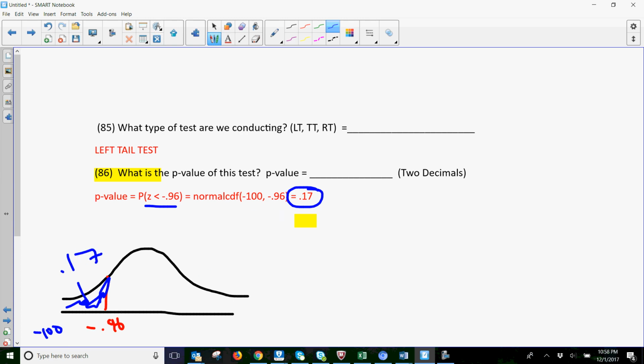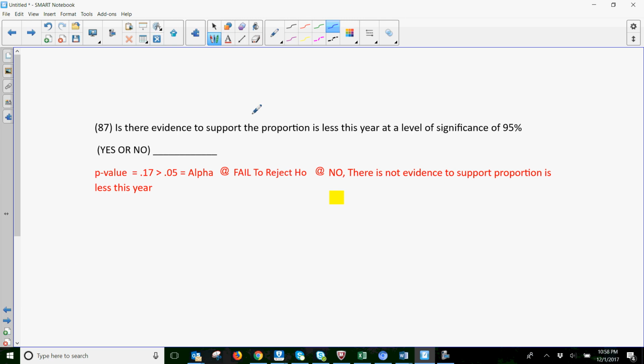We need to compare that to an alpha. Is there evidence to support the proportion is less this year at a level of 95%? So actually it's the confidence of 95%, which corresponds to a significance of 5%. So alpha equals 0.05, and notice that the p-value is greater than that. Therefore, we would fail to reject the H0.